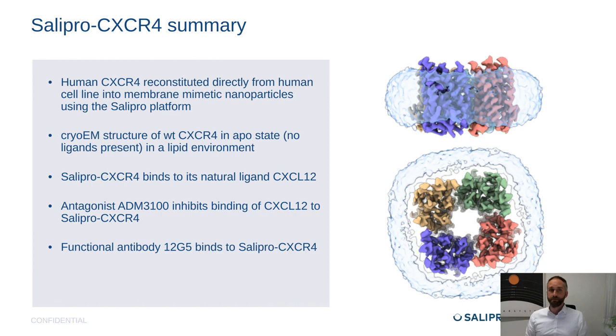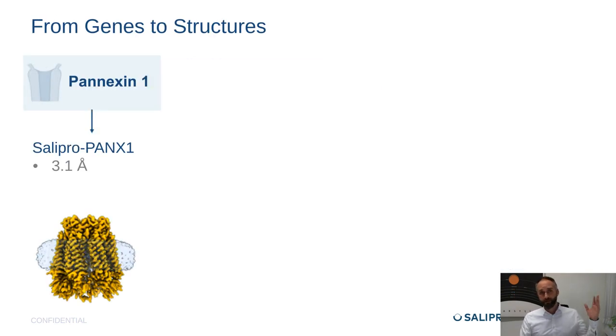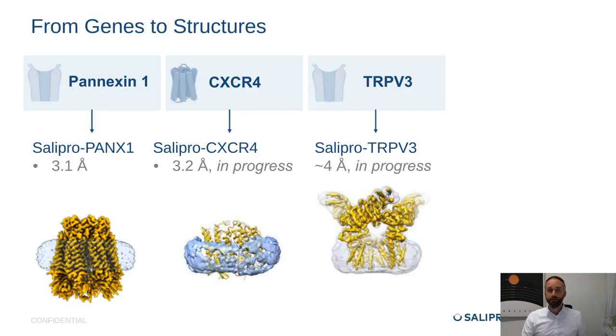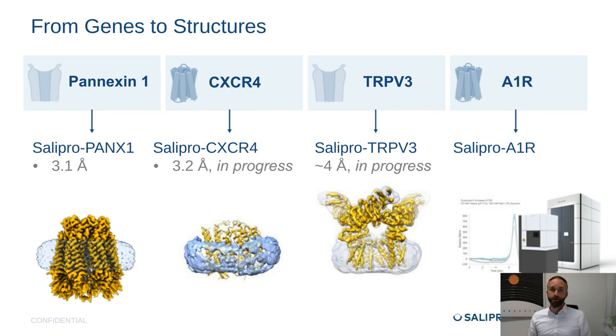So, interesting structure. And to summarize, we've basically now gone from genes to structures within a very straightforward setup together with Thermo Fisher, where we have Panexine, CXCR4 and TRPV, and we're waiting for A1R, which is going to happen in the next couple of weeks.